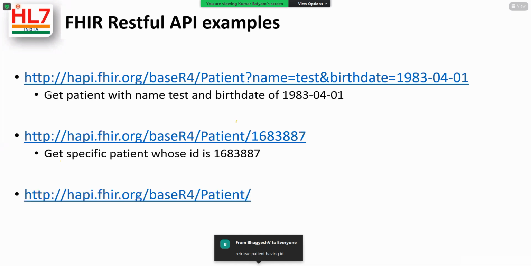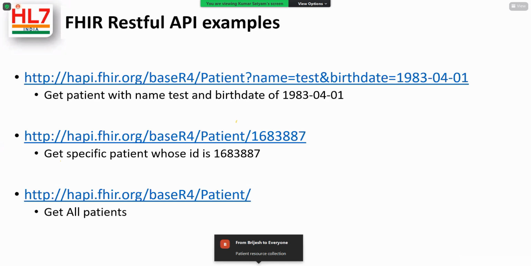Okay. One more, last. What does this do? Get all patient data. Okay. So I think you guys are expert in FHIR now, right? Because most of you answered it.